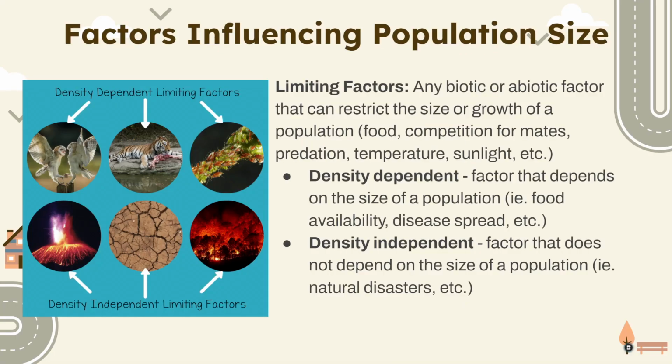Any biotic living or abiotic non-living factor that can restrict the size or growth of a population is known as a limiting factor. This could be something like food, competition, predation, temperature, or sunlight. We categorize them into two types, which you can see illustrated with the images. Density-dependent limiting factors are factors that depend on the size of the population. The effect will be stronger in a larger and more dense population. Examples could include things like food availability, competition for mates, and disease spread.